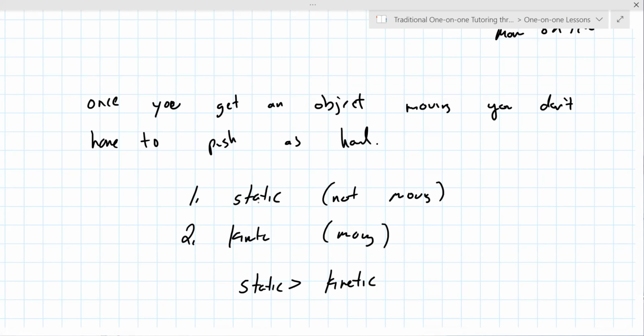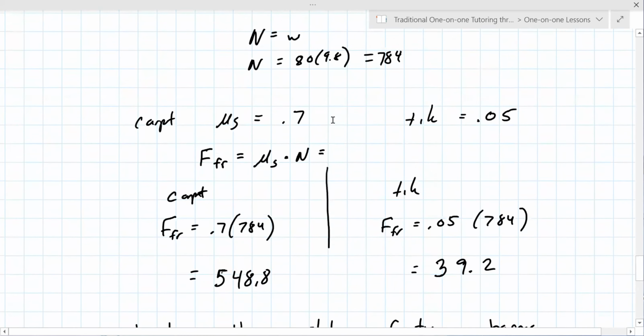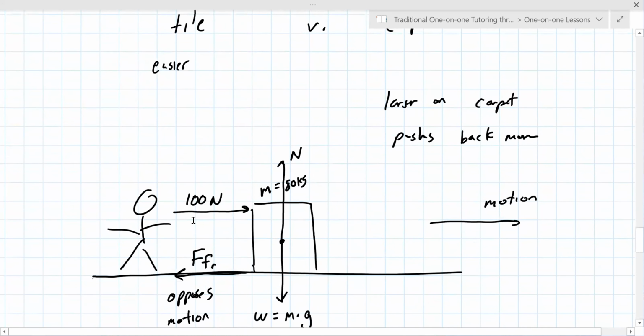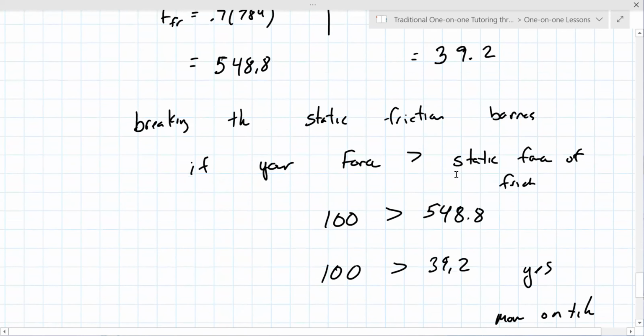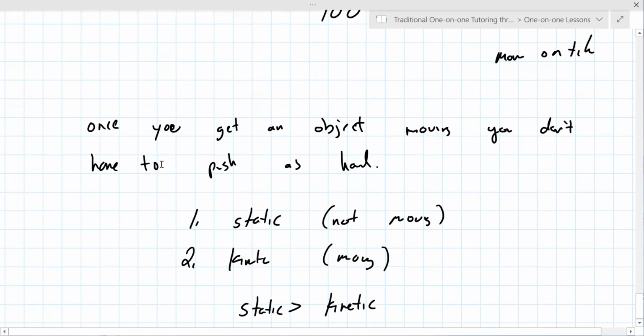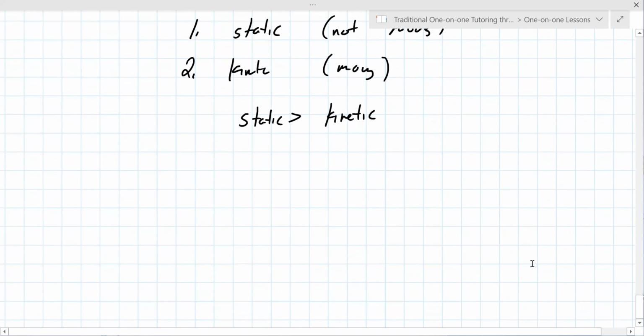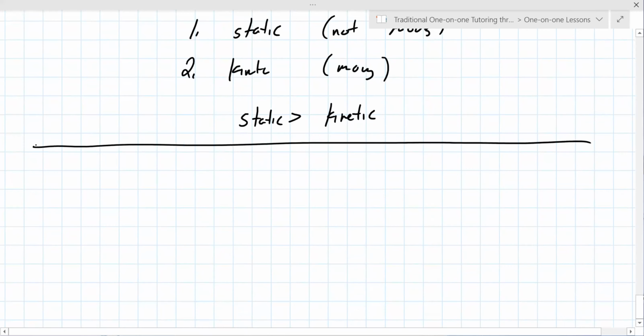So point 1 is: how do you get something moving? We just talked about that. You better apply enough force to break this static friction barrier. The second point is that once an object is moving, it's easier to keep it moving because kinetic friction is smaller than static friction. Okay, so that's the summary of point 2. Point 3 is the more general question that you might see.